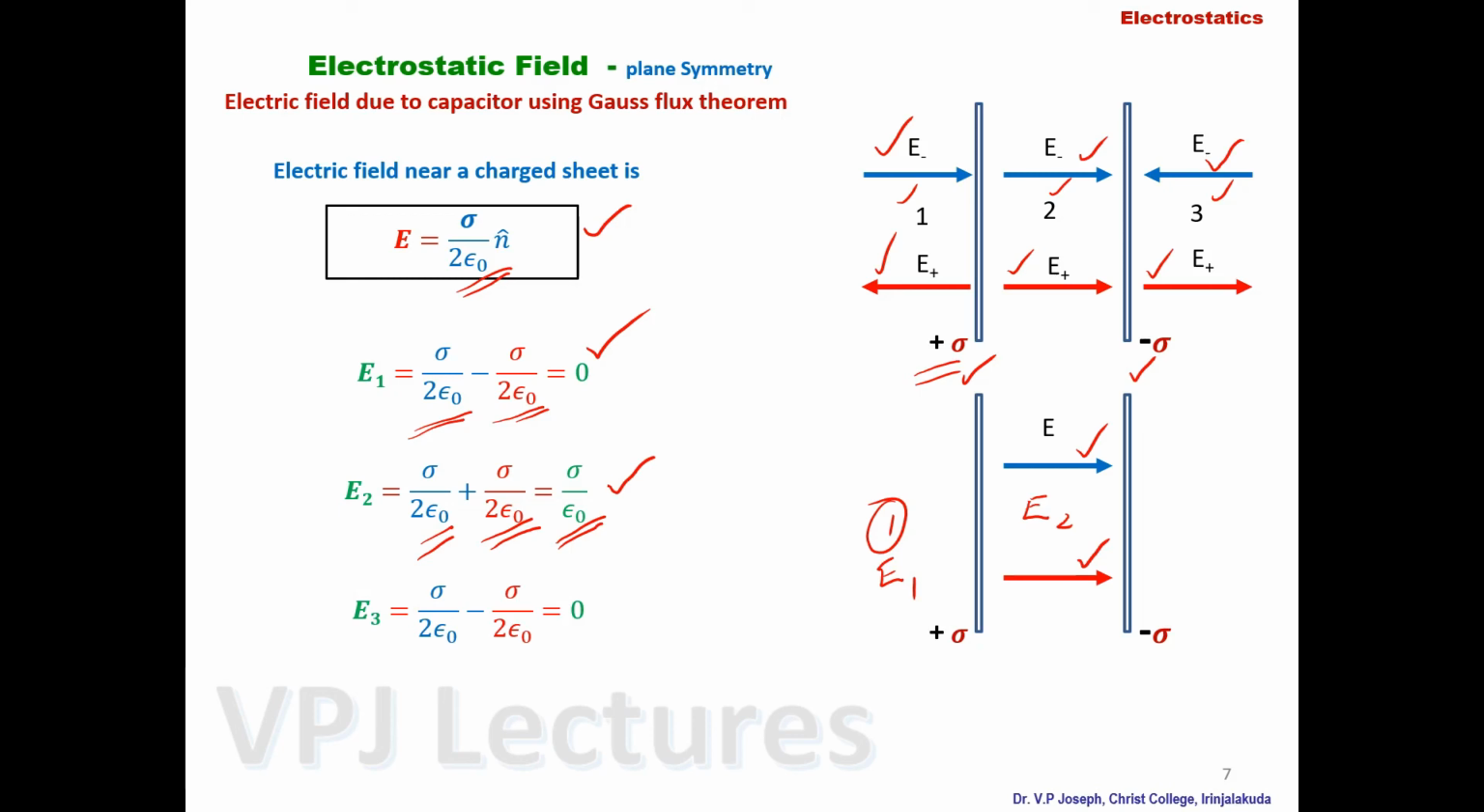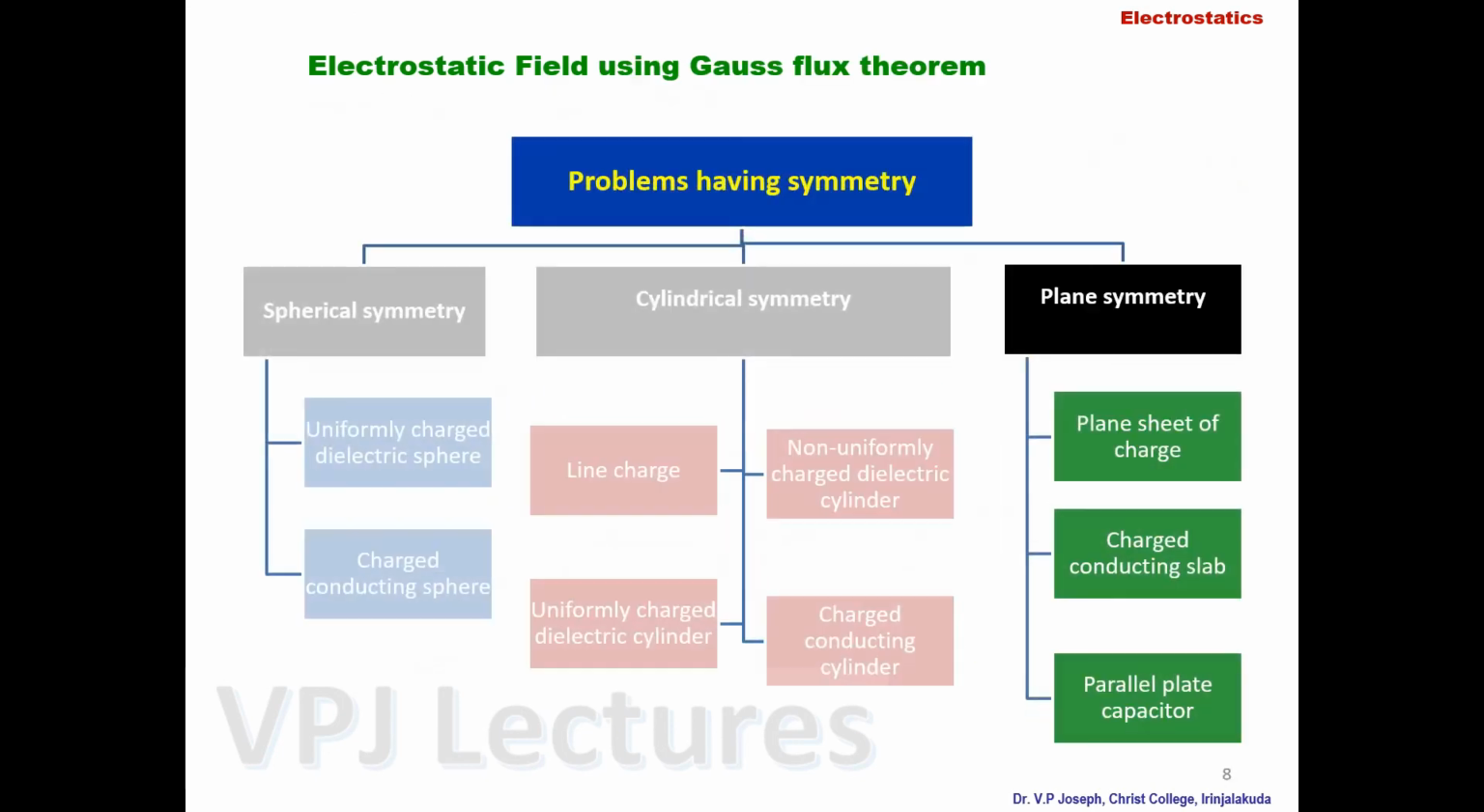And for the third region, E3, similar to E1, we have sigma by 2 epsilon 0 minus sigma by 2 epsilon 0, because the electric fields due to plus and minus charges are in opposite directions, and the result is that the electric field is equal to 0. So it is a very easy method for finding the electric field inside a parallel plate capacitor.